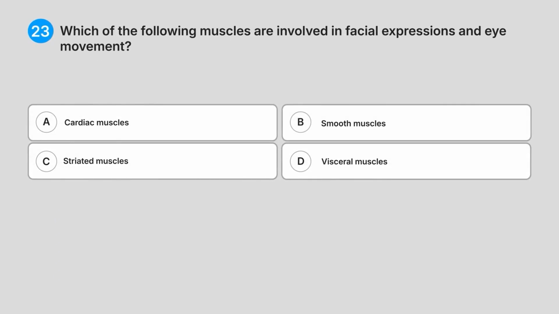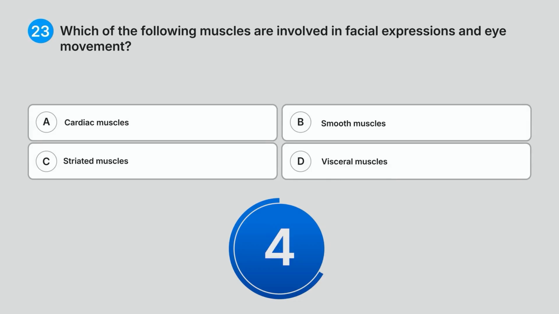23. Which of the following muscles are involved in facial expressions and eye movement? A. Cardiac muscles. B. Smooth muscles. C. Striated muscles. D. Visceral muscles. Do you know the answer?